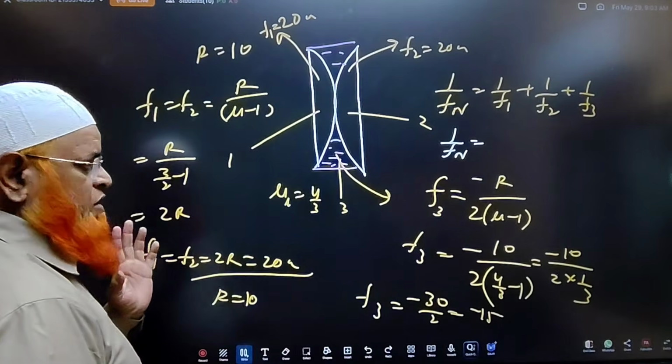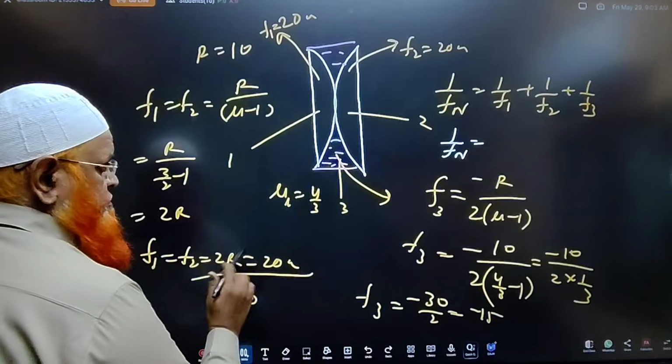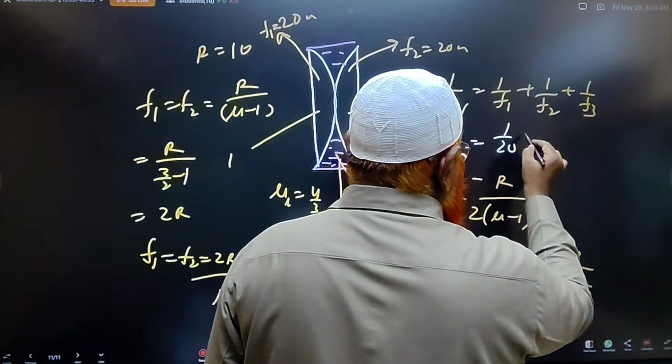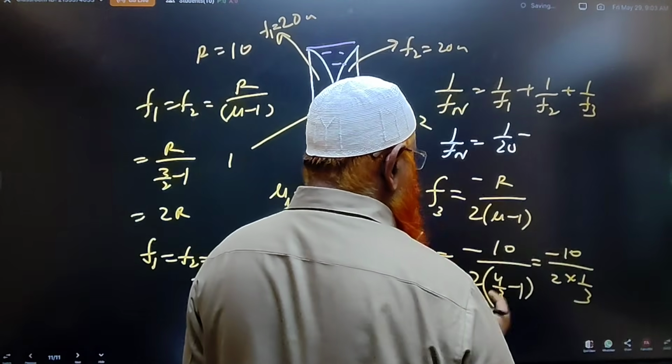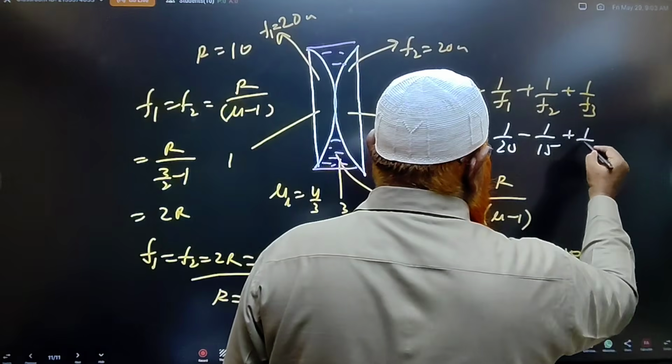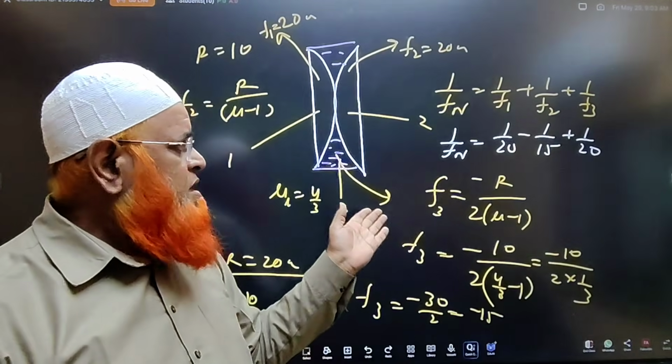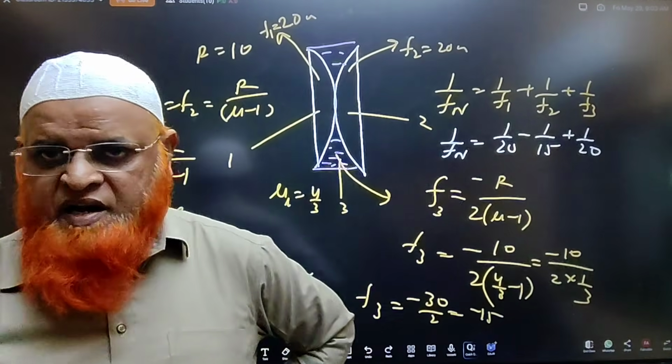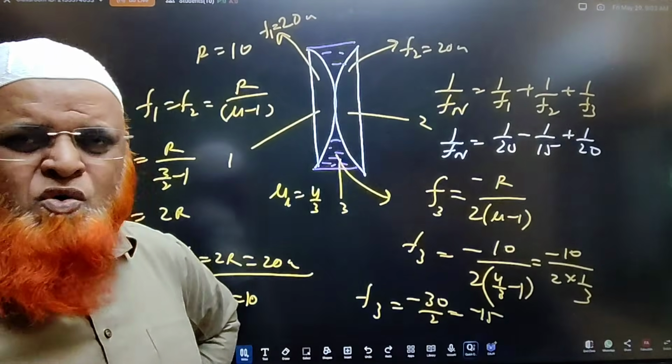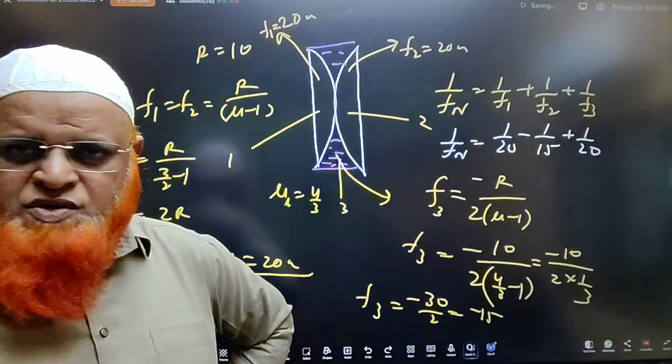What are f1 and f2? This is going to be how much? 1 by 20, and the middle one is 2. The second one is minus 1 by 15 plus 1 by 20. Because it is a plano convex lens, so 1 by 20. Hope you are understanding what I am saying now. So simple it is. Now you can solve any problem.